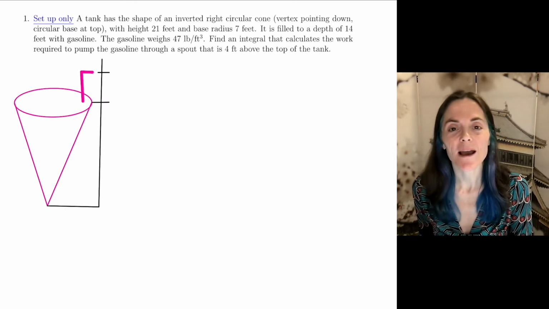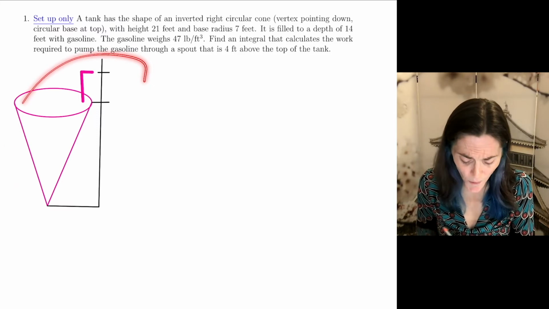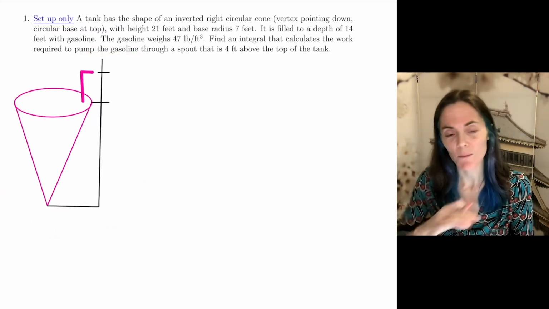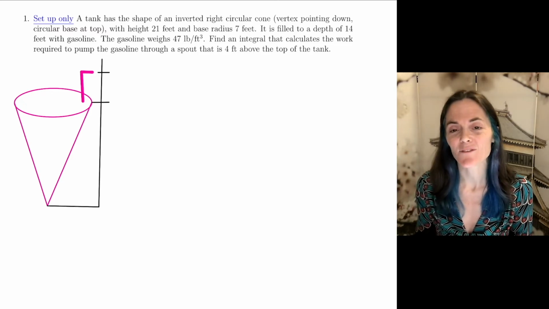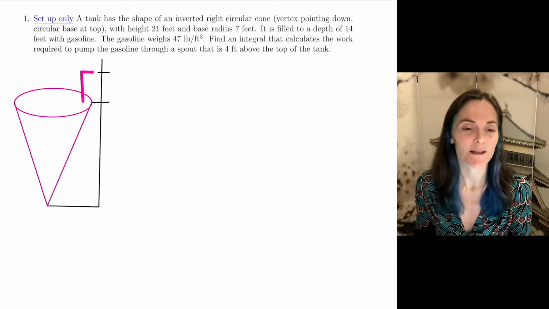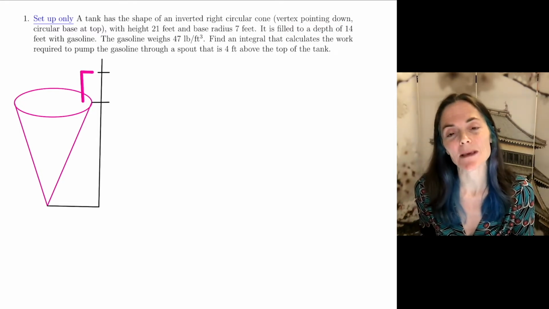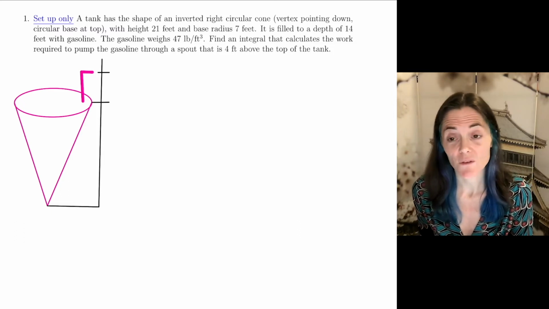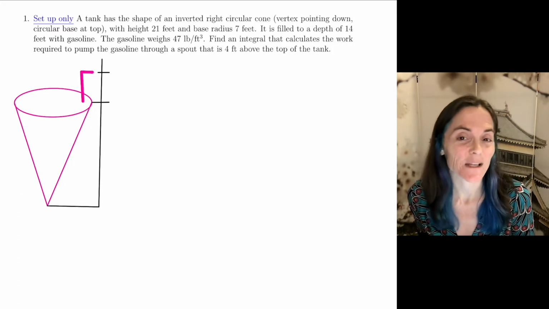Number 1, we are pumping gasoline out of this tank. This picture won't be given to you. I just have a pre-drawn one, then we will fill things in as we read the problem. But we see this is an inverted right circular cone. It tells us the vertex is pointing down and the base is at the top. The height is 21 feet and the base radius is 7 feet. It's filled to a depth of 14 feet with gasoline. And then we're told how much the gasoline weighs.